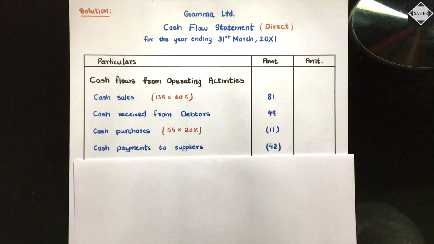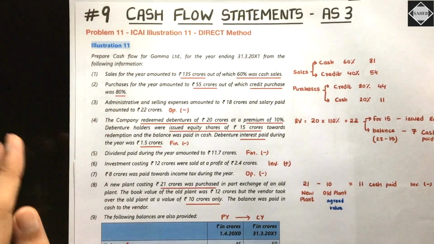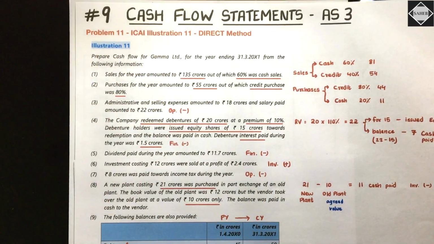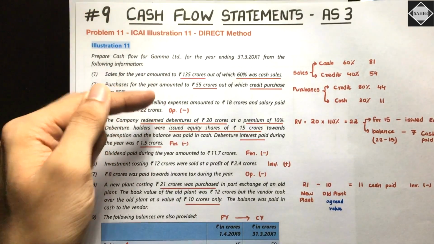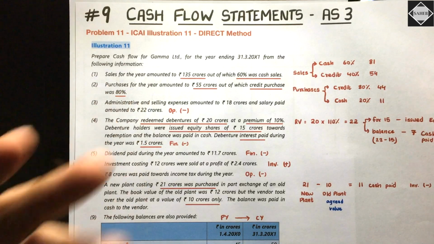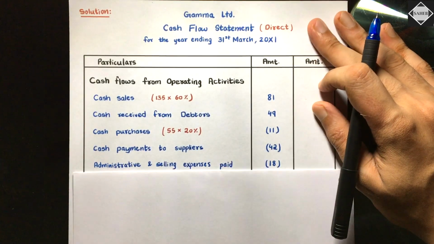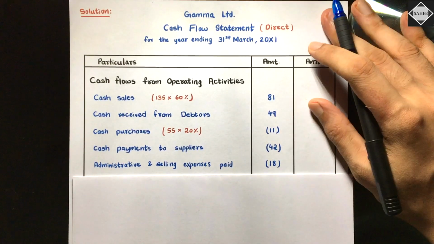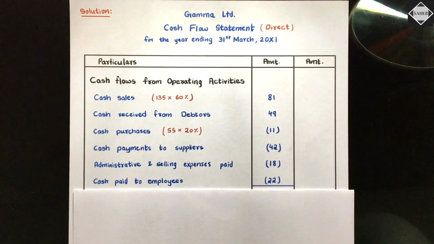Then what else? See, next point was operating expenses, administrative and selling expenses and the salary that you have paid to employees. 18 crores and 22 crores. These are expenses. You are making the payment of overheads. Administrative and selling expenses are overheads. And then salary paid is an operating expense. So you will subtract them. Simple. See here, administrative and selling expenses paid 18 crore. And then you have cash paid to employees minus 22 crores. Is it clear?